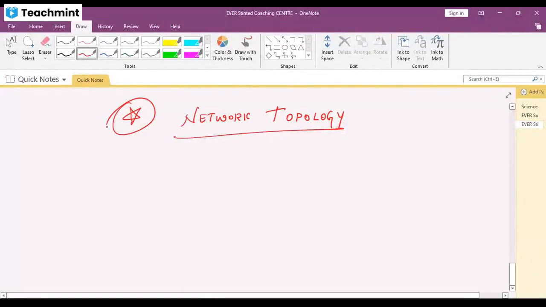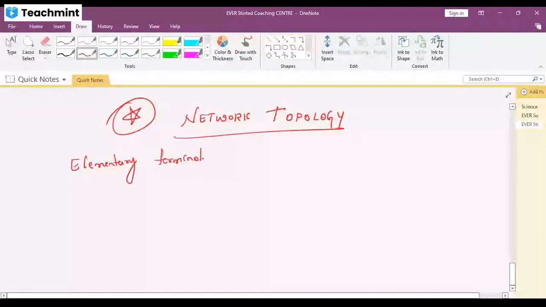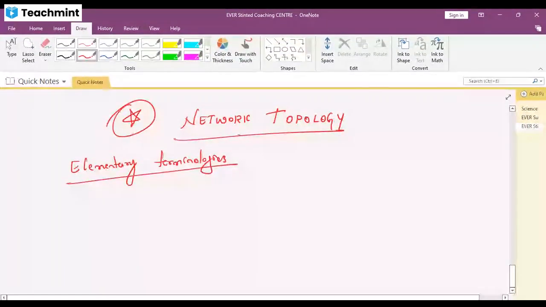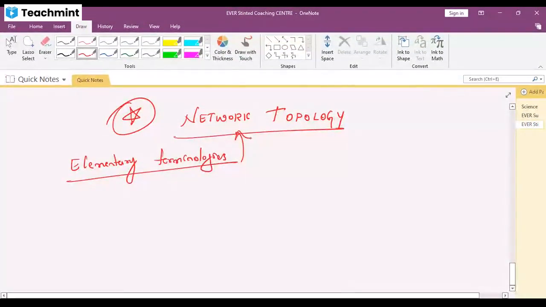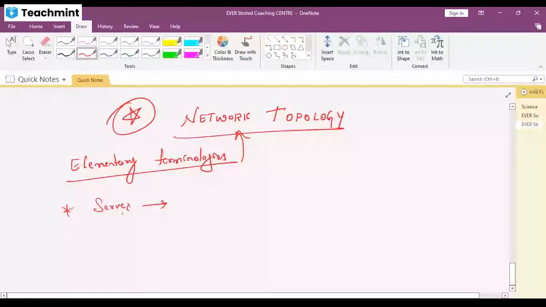Before going to topology, we have to study some basic elementary terminologies. Elementary means individual terms we have to understand. Basic individual terminologies with respect to network. So your first question is, can you name the different types of servers? Name the different types of servers.